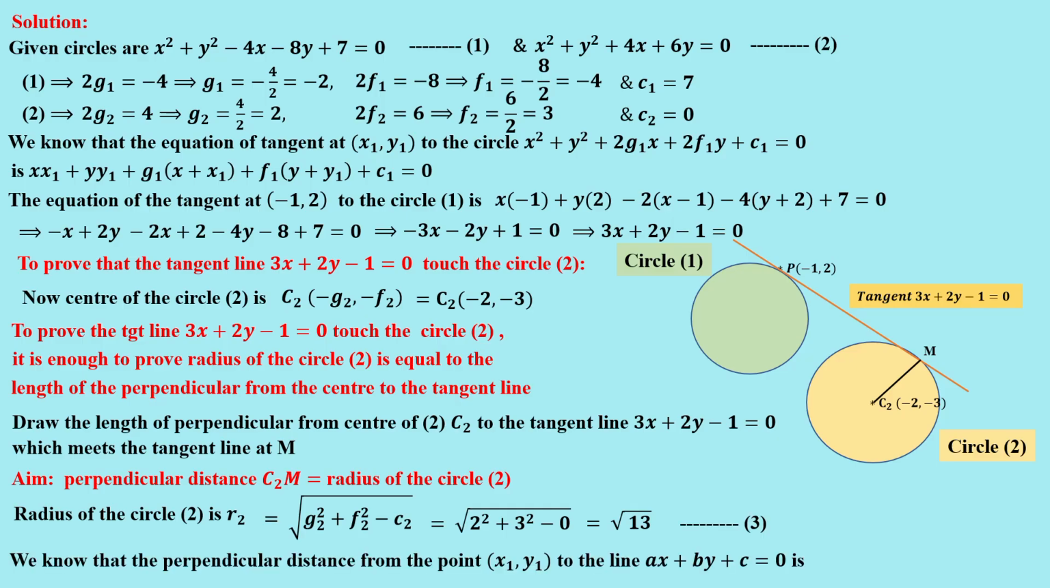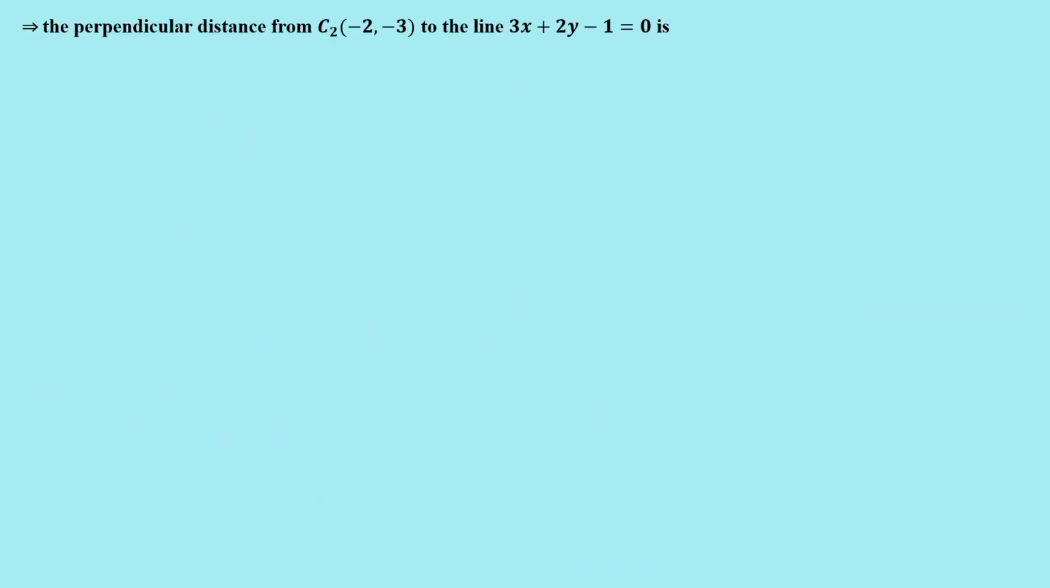We know that the perpendicular distance from (x1, y1) to the line ax + by + c = 0 is modulus of ax1 + by1 + c by root of a square plus b square. Substituting the values, CM, the perpendicular distance, is equal to 3 into minus 2 plus 2 into minus 3 minus 1 by root of 3 square plus 2 square. That is equal to minus 6 minus 6 minus 1 by root of 9 plus 4, which is equal to minus 13 by root 13.